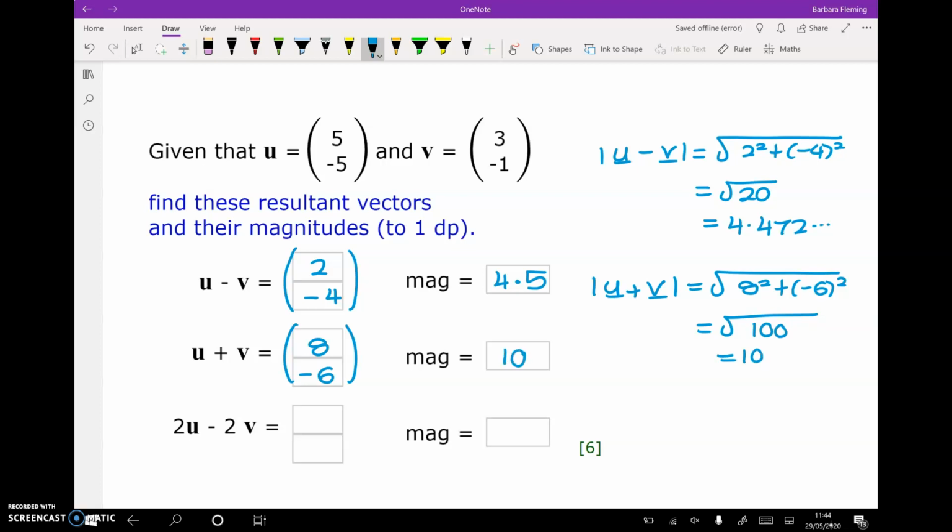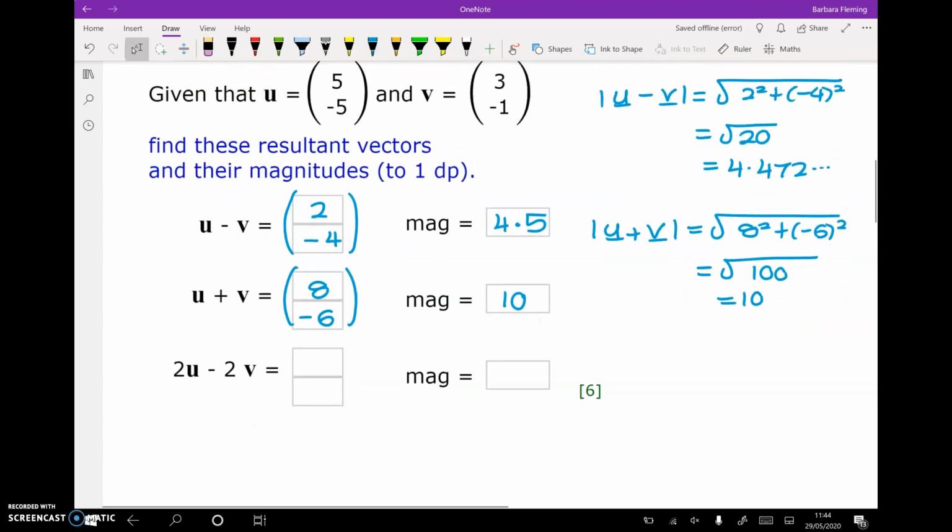And then our last one, 2u take away 2v, a little bit more going on here. So 2u is going to be 10 and minus 10. Take away 2v, that's going to be 6 and minus 2. And then 10 take away 6 is 4, minus 10 minus minus 2 is minus 10 plus 2, which is minus 8.